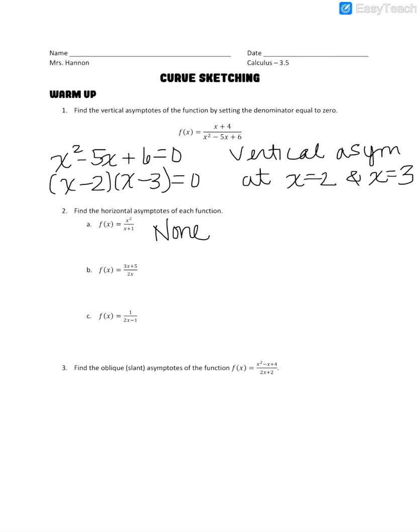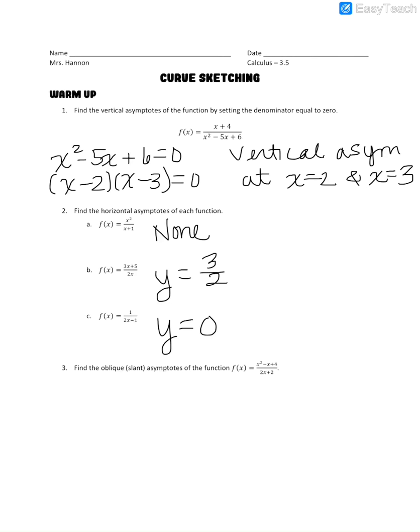Okay, on B, you'll notice that we have the same power in the numerator as in the denominator. So on B, that's the situation where our horizontal asymptote is going to be the coefficients of that highest power. So this one would be y equals 3 over 2. And then on C, we have the denominator with a higher power than the numerator. And in this case, it doesn't matter what the coefficients are, what the powers are. If your bottom power is higher than your top power, you automatically have a horizontal asymptote at y equals 0.